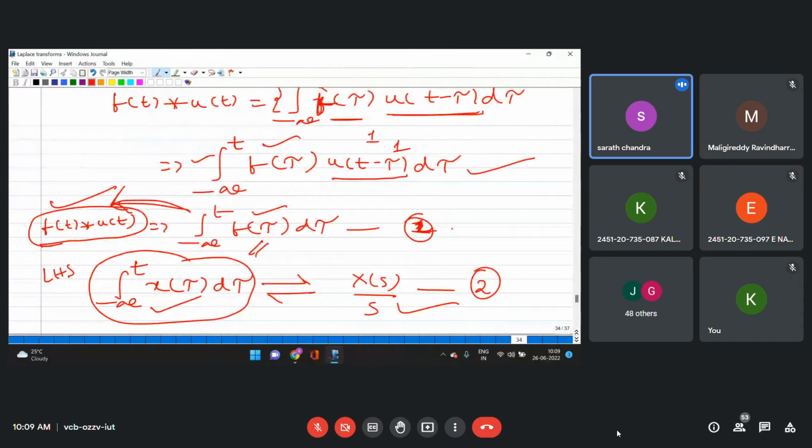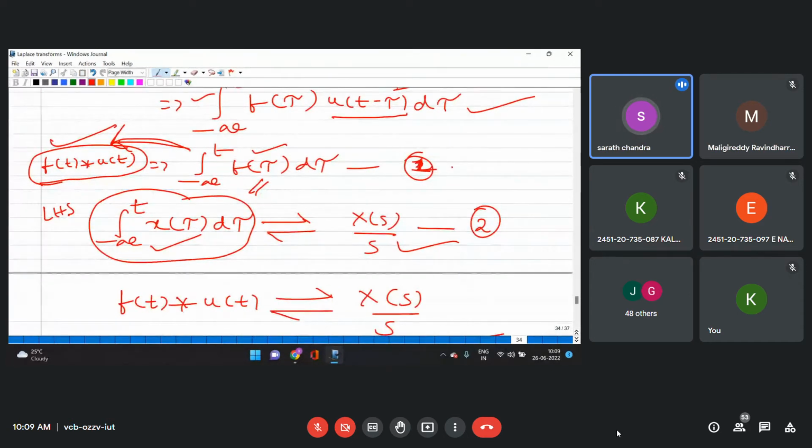So now what I have done here is, instead of proving this, I go with this. If I can prove this equal to this, then obviously this is equal to this, because these two are the same. These two are equal. So this is the basic idea.